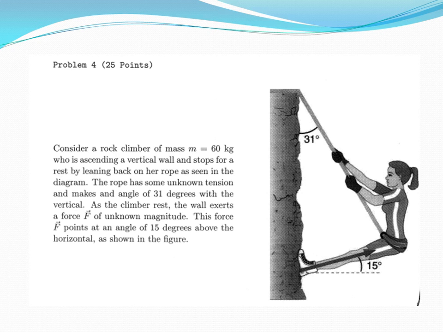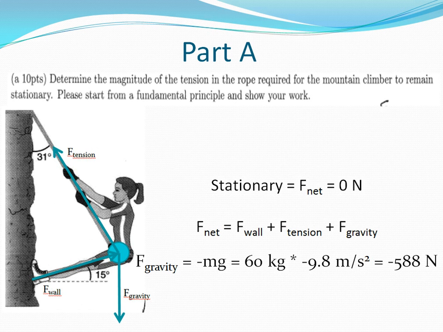As the climber rests, the wall exerts a force F of unknown magnitude. This force F points at an angle of 15 degrees above the horizontal as shown in the figure. So the first part of the problem asked us to determine the magnitude of the tension in the rope that is required in order to keep the mountain climber stationary.